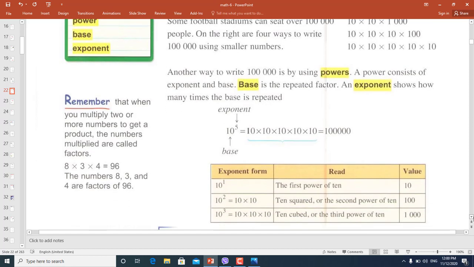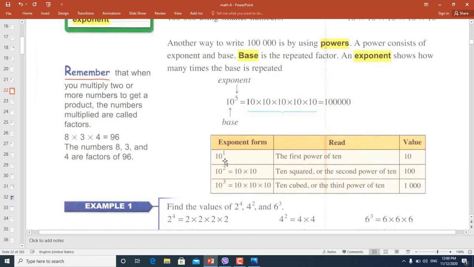Look at this table. We have 10 exponent 1. That means we have just one 10. It's the first power of 10. We have just one 10 and the value is 10. And 10 to the power of 2, or 10 squared, means this 10 is repeated 2 times. 10 exponent 3 means 10 times 10 times 10. This 10 is repeated 3 times, so it is 1000. The value of 10 exponent 3 is 1000.